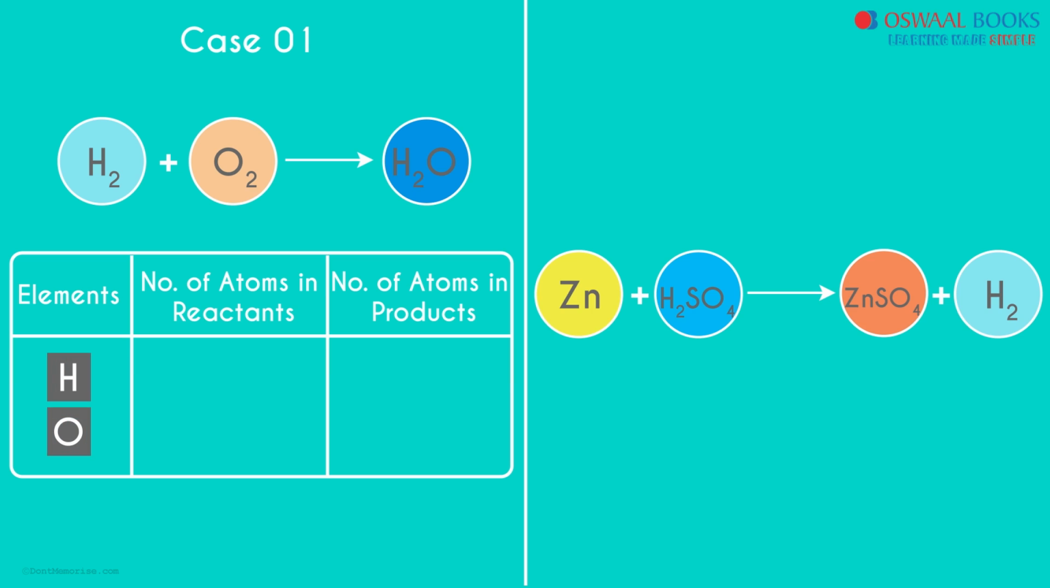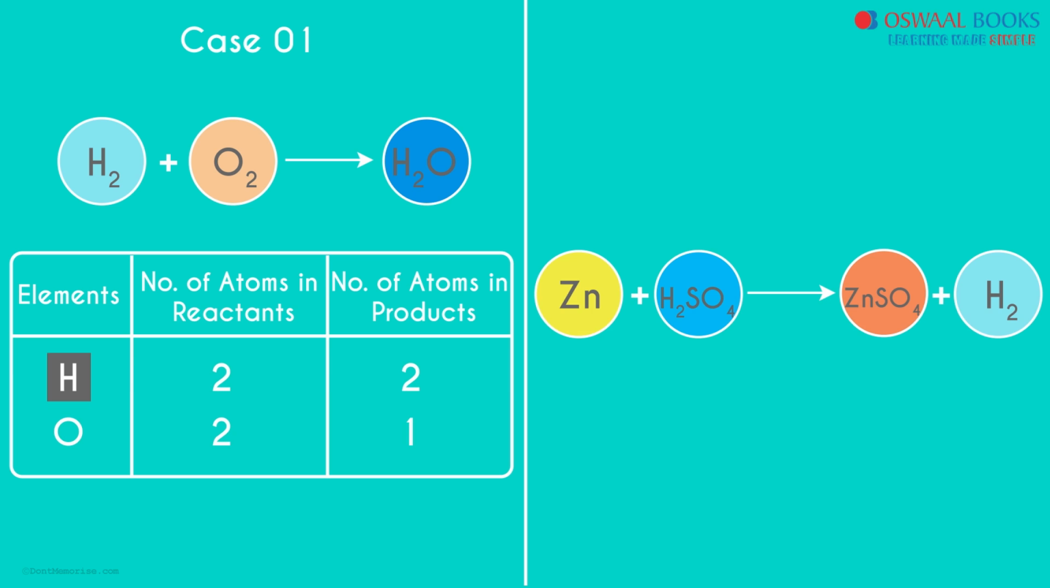Now for each of these elements, we need to find the number of atoms on the reactants side. The number of atoms of hydrogen is 2 and the number of atoms of oxygen is also 2. Now we move to the right-hand side, which has the product. How many atoms of hydrogen exist in the product? 2, that's right. And how many atoms of oxygen? Just 1.